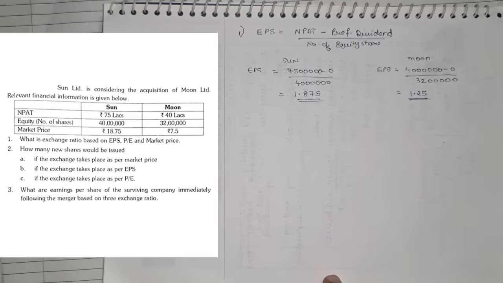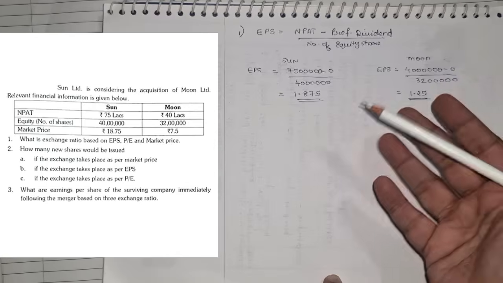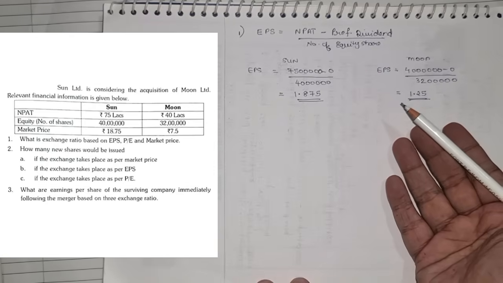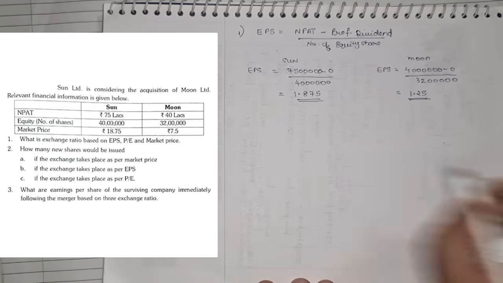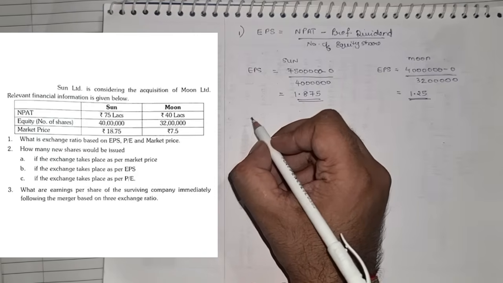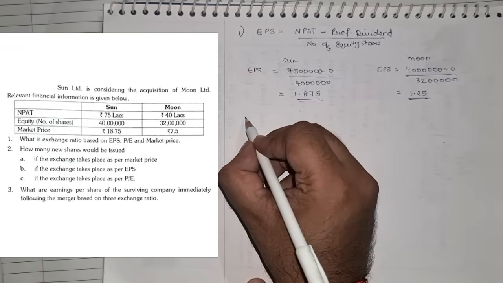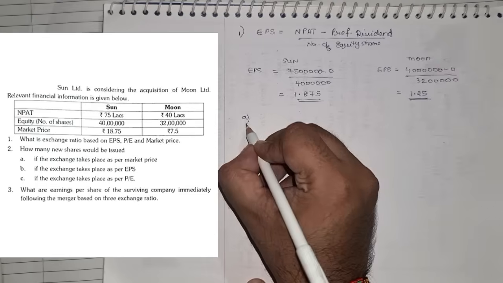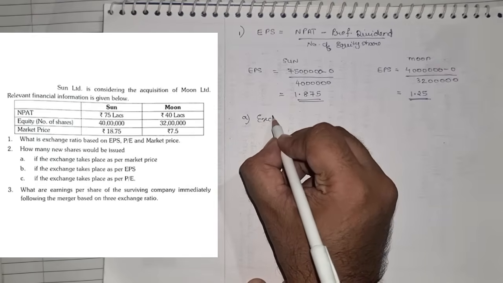This is the first part of the question, the basic thing we have found, because now we need to find the exchange ratio. For the exchange ratio as per the EPS method, I need the value of the old EPS. So now we are going to try finding the exchange ratio. Here, number one, the A part, we are trying to find the exchange ratio.